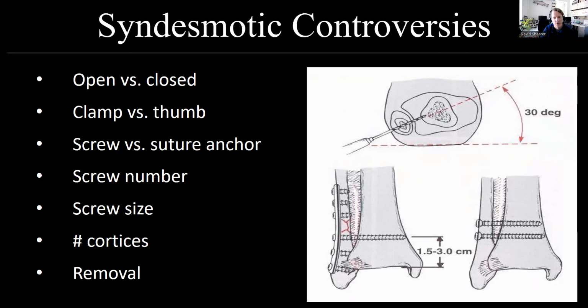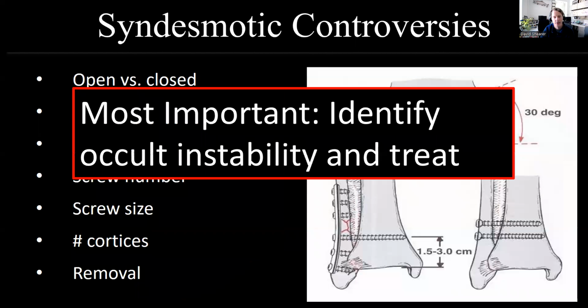The syndesmosis is a complex topic, and again, beyond the scope of this talk. There are a lot of different controversies in terms of how to obtain the reduction and what type of fixation to use to maintain it, whether to remove it, and so forth. I think the most important message is to identify and treat syndesmotic instability. Beware of the Weber C fractures and Weber B fractures. Remember to always test them at the end for instability after fixing the fibula. That's the most important message from this talk.